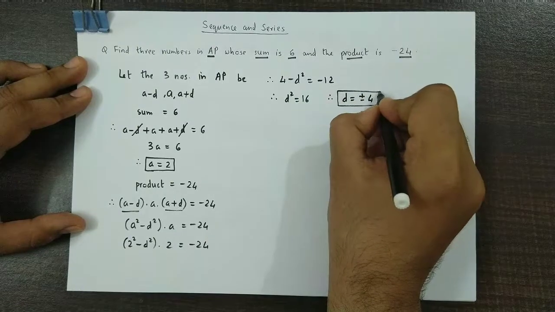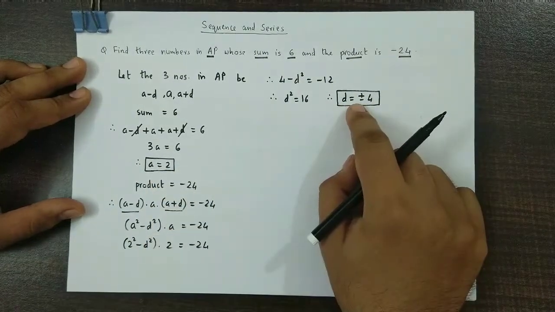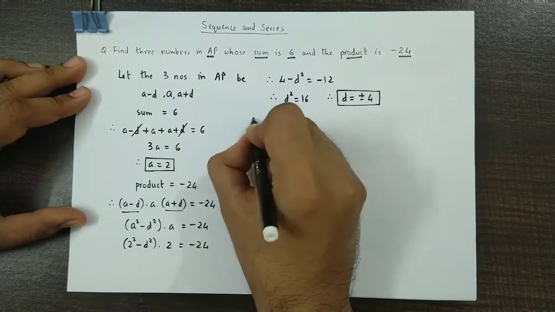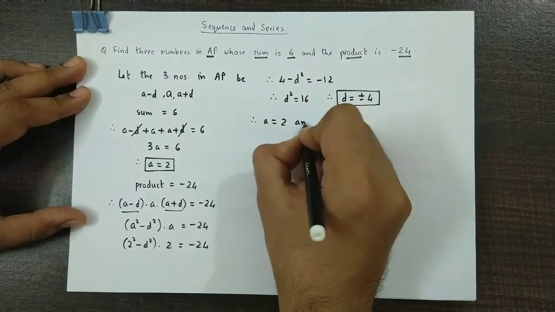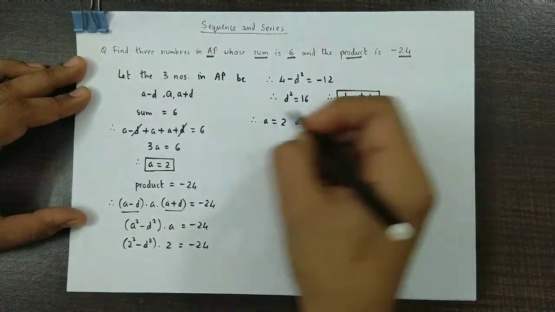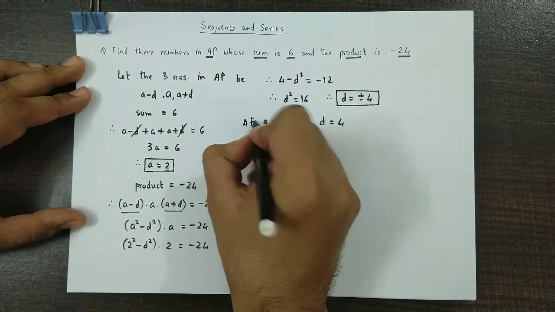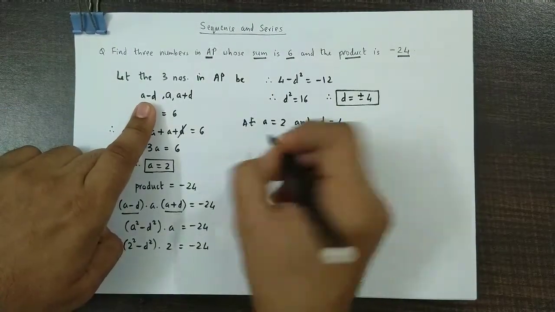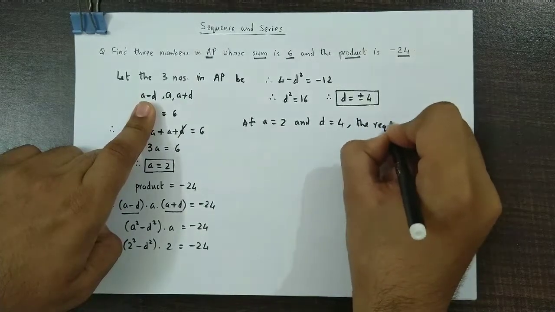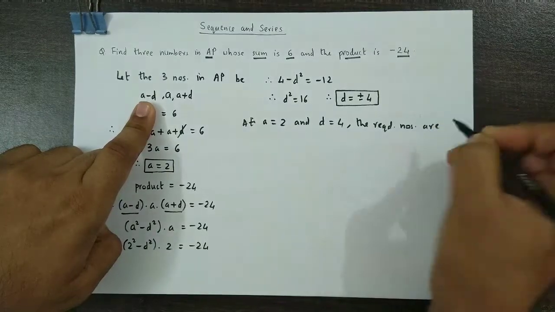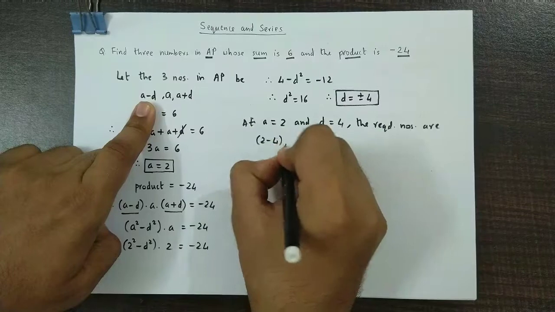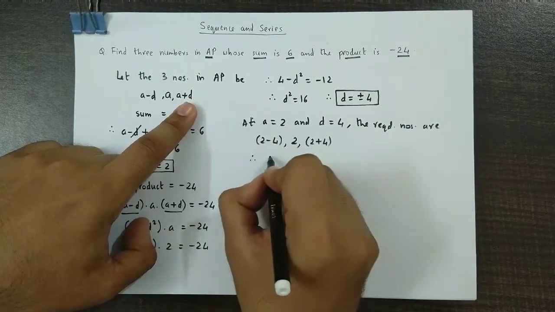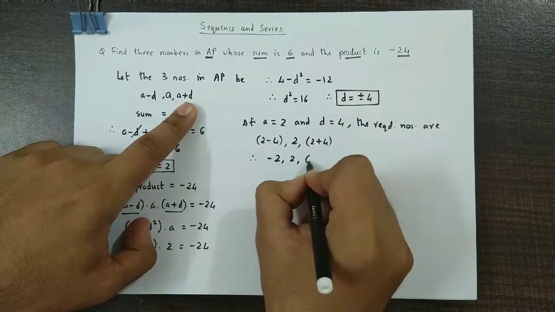So we have obtained the value for D as well. So A is 2 and D is plus or minus 4. So therefore, the required numbers are, we have two sets of numbers. When A is 2 and D is 4, the numbers which we would obtain would be, now just follow this, A minus D. So the required numbers are A minus D, that is 2 minus 4, comma A, that is 2, A plus D, that is 2 plus 4. So the required numbers are minus 2, 2 and 6.